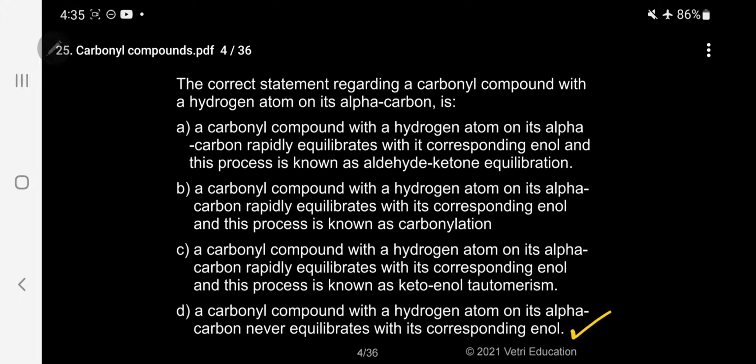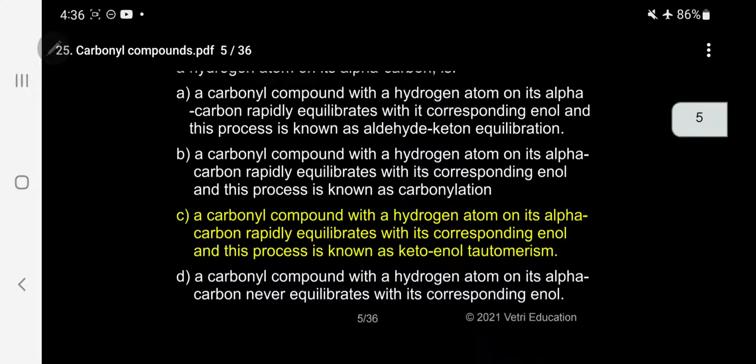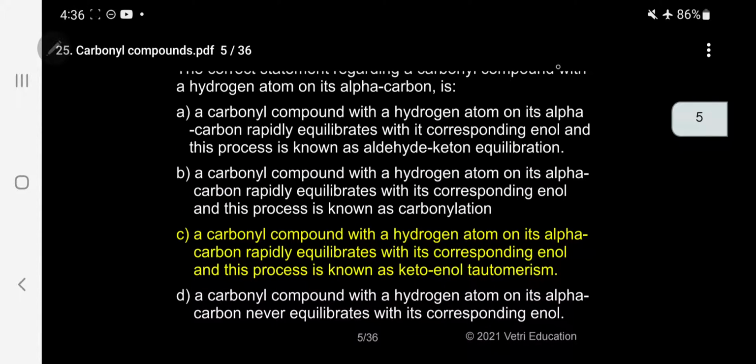Kindly follow. What will be the suitable correct statement? So the correct statement is probably C. A carbonyl compound with a hydrogen atom on its alpha carbon rapidly equilibrates with its corresponding enol, and this process is known as keto-enol tautomerism. So let me explain. Kindly follow this option. This is the correct answer I am giving.